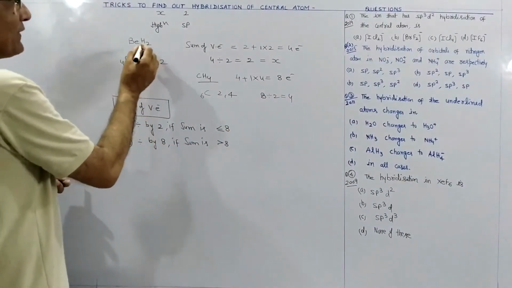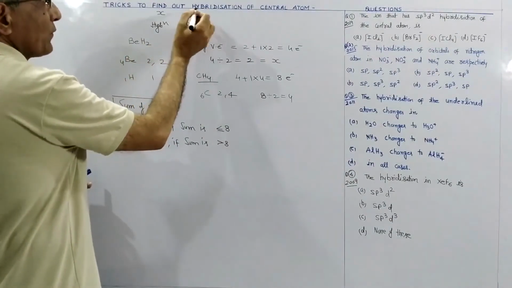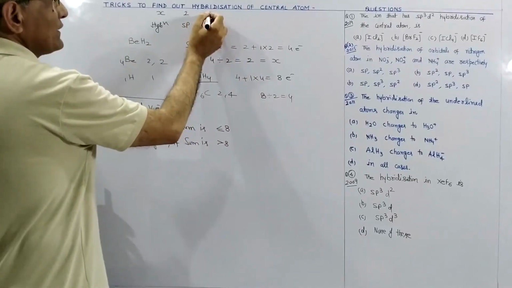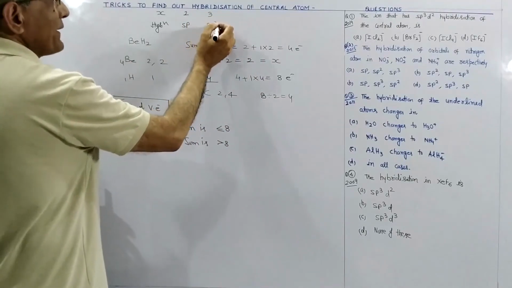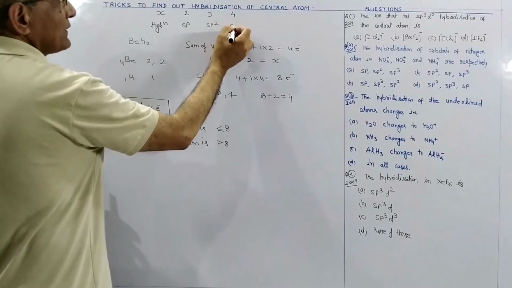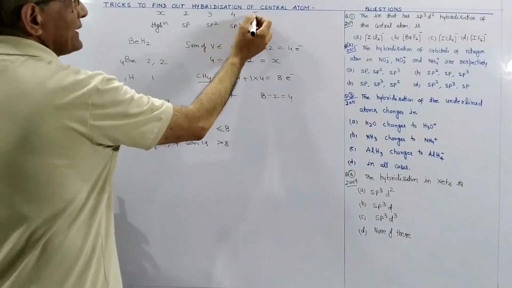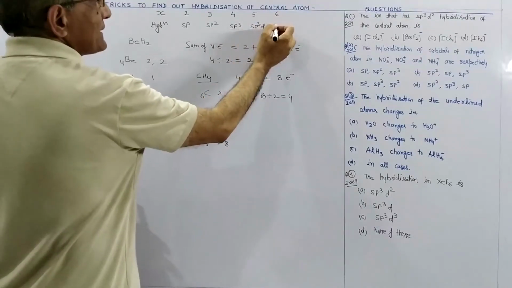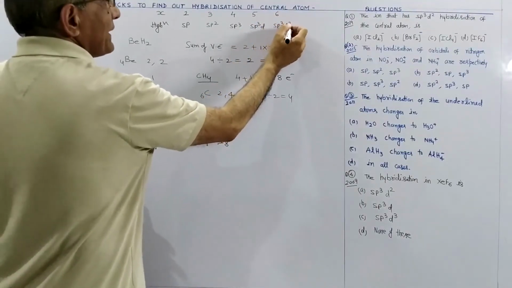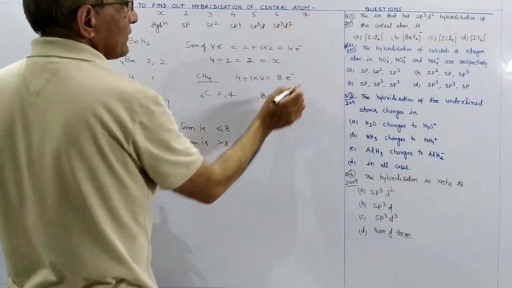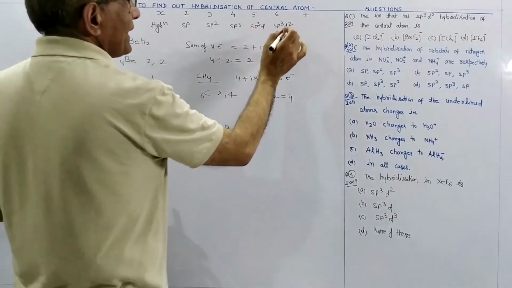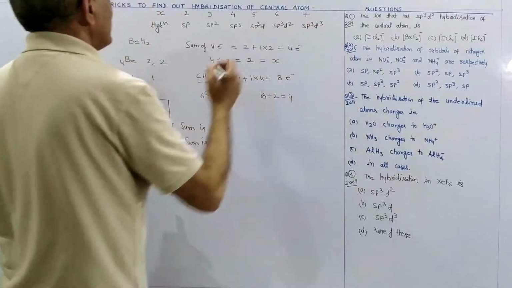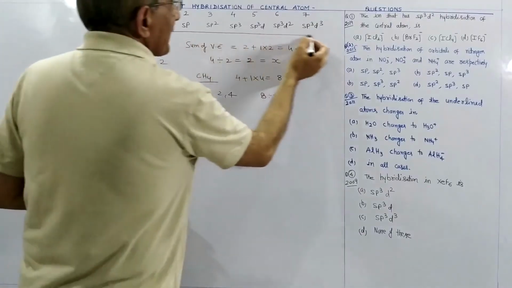Now if this value x is 2, then hybridization will be sp. If we get 3, then it will be sp2. If it is 4, then sp3. In case of 5, it will be sp3d. If it is 6, then sp3d2. If this x value is coming 7, then it will be sp3d3. So this you need to remember.